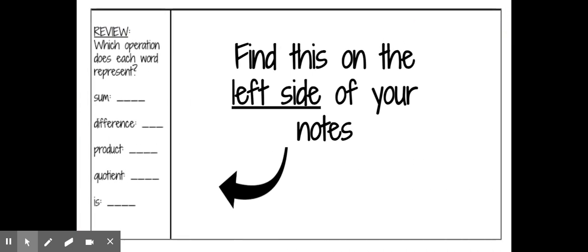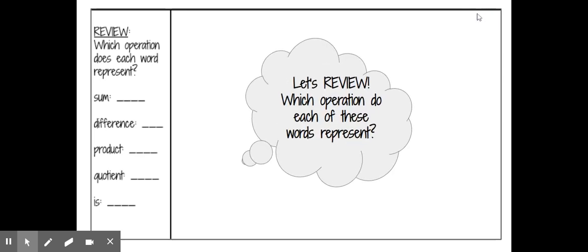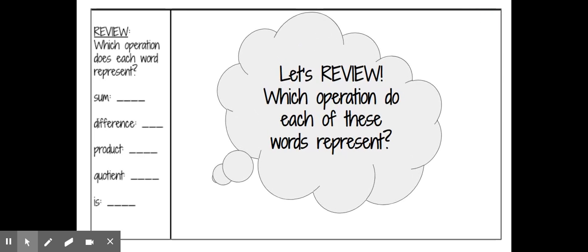All right, let's begin. Please find this on the left side of your notes. We're going to first begin by reviewing which operation each of these words represent. Let's first look at the word sum. What operation in math does that word represent? Yeah, addition. Write the plus sign.